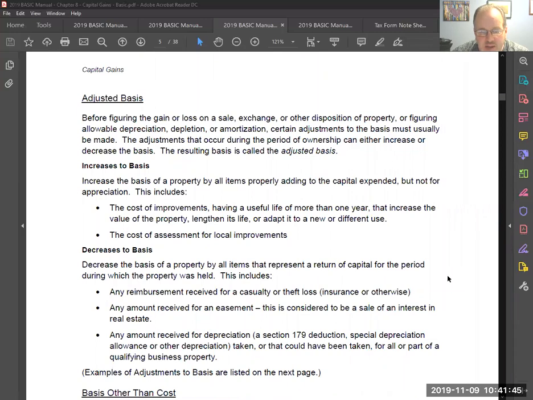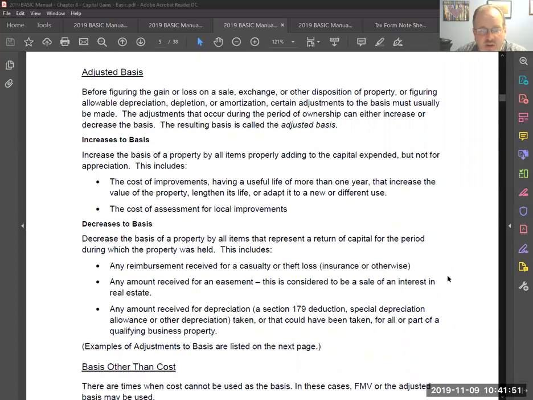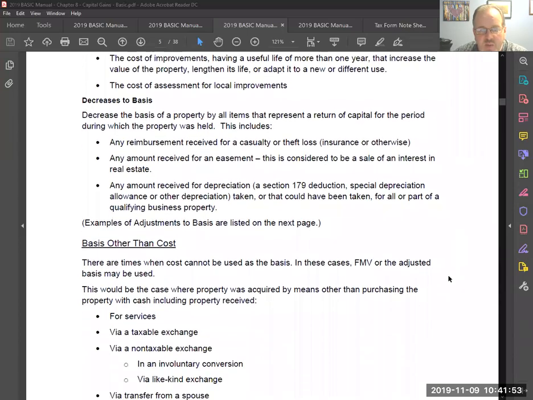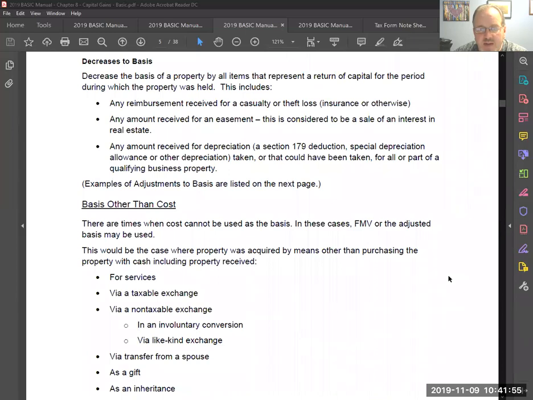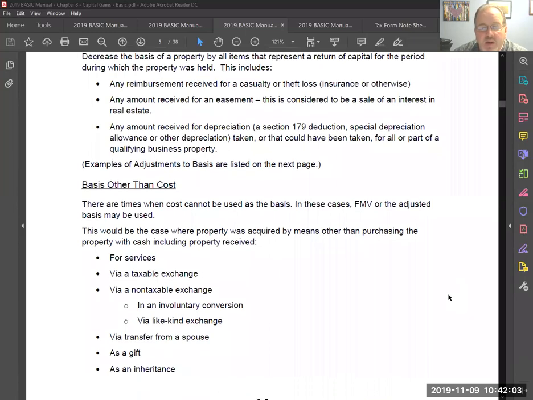You can have adjusted basis, where you can adjust the basis based on things that happen. We're going to talk about a chart. And then we have something down here where we have a basis other than cost. Basically that's saying that the cost cannot be used as the basis. In this case, fair market value or the adjusted basis may be used.